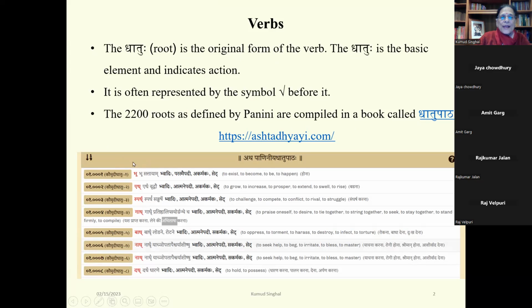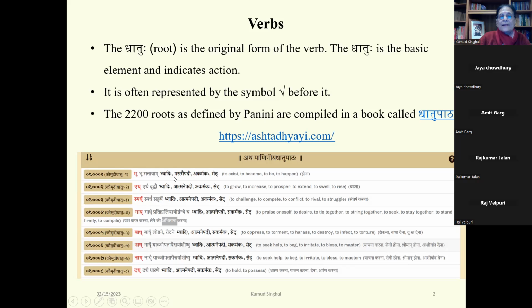So since we are studying roots, I've given you this site, ashtadhyayi.com, which is a very nice site. If you click on the Dhatu Patha, it has something like this. It gives the dhatus grouped into the 10 groups. So this will be the Bhavadi Gana. So Bhu, satyayam is the Panini name, and satyayam is the meaning of the dhatu.